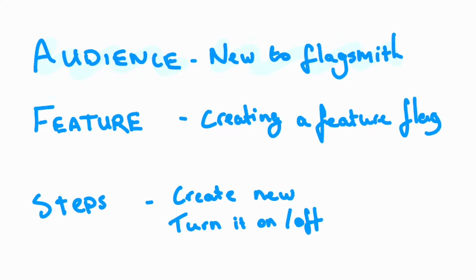We're just going to keep it really simple and only demonstrate one feature, and that is going to be creating a feature flag. And we're basically going to capture 2 different stages. It's going to be creating a new feature flag and enabling and disabling that feature flag.